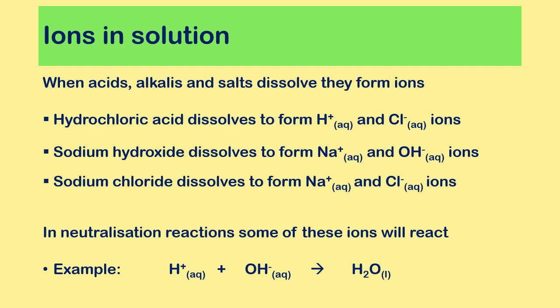Now every acid, when it dissolves, will give us H+ ions and then whatever is left over. Every hydroxide, when we dissolve, will give us hydroxides and what's left over. Every salt, we just split the salt in half and it will give us whatever ions would form from those two parts.